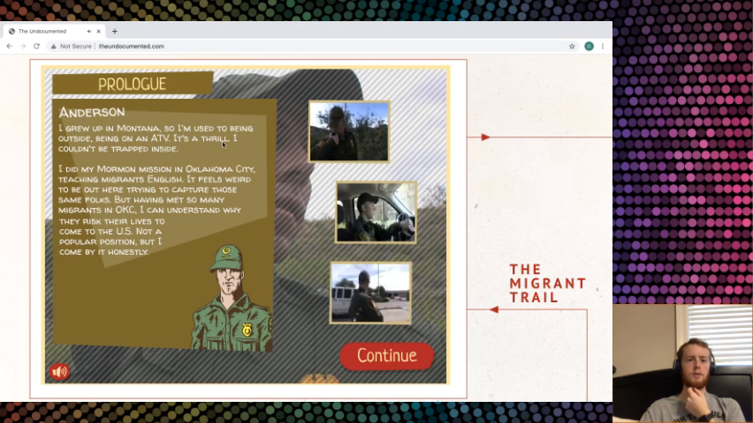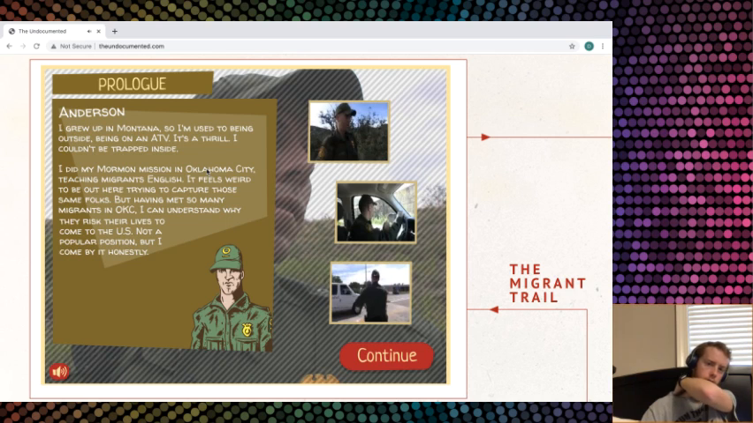I grew up in Montana, so I am used to being outside, being on an ATV. It's a thrill. I couldn't be trapped inside. I did my Mormon mission in Oklahoma City, teaching migrants English. It feels weird to be out here trying to capture those same folks, but having met so many migrants in Oklahoma City, I can understand why they risk their lives to come to the U.S. Not a popular position, but I come by it honestly.